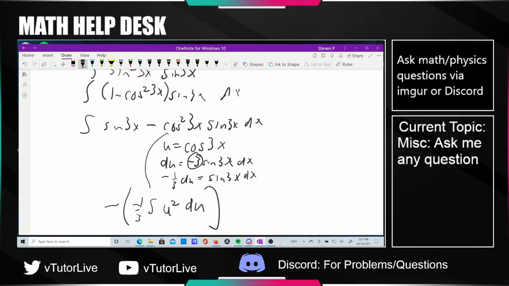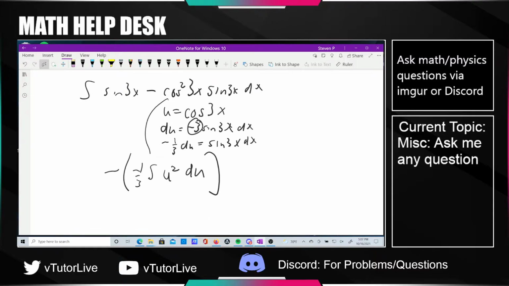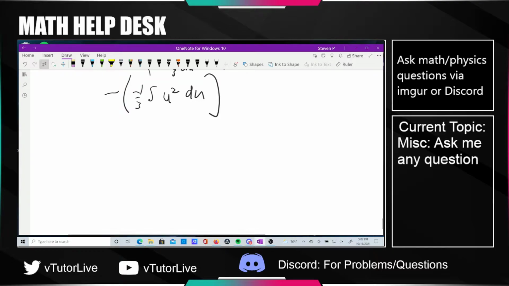And you should all know how to do this at this point. This just turns into u cubed over 3. Right? Hopefully not so bad. So that was the quick gist of that problem.